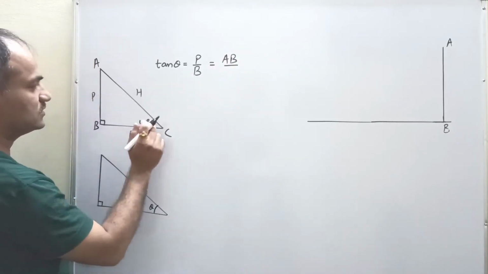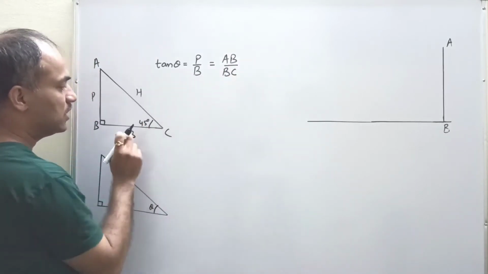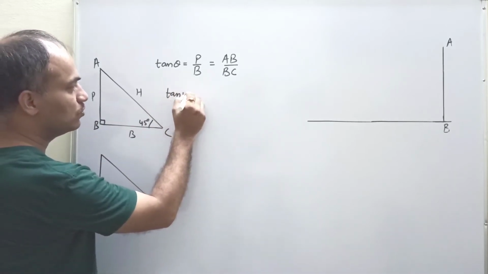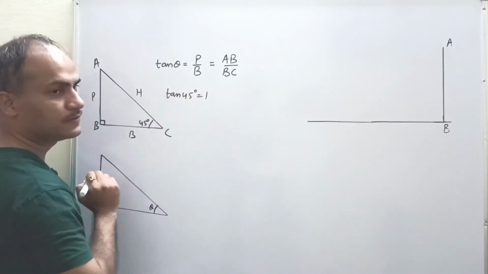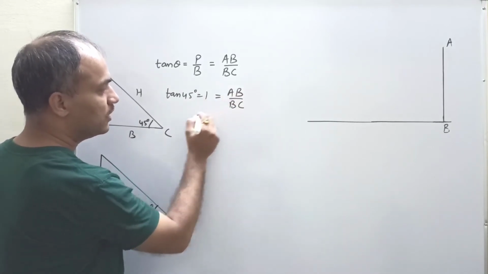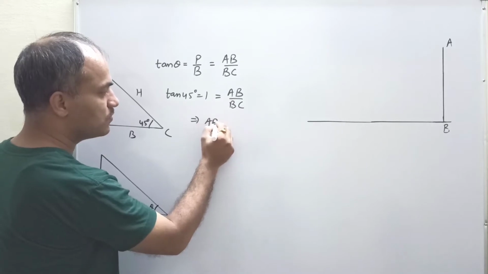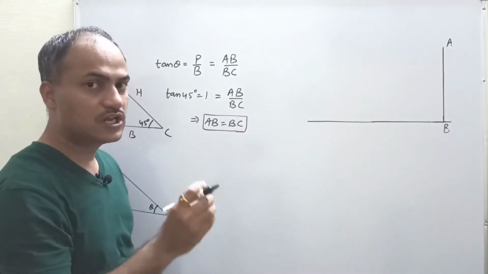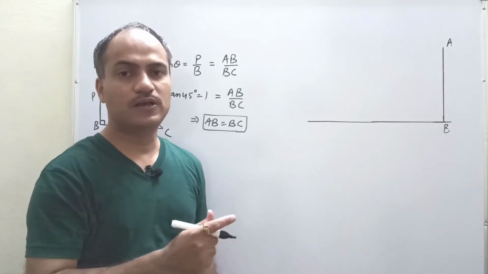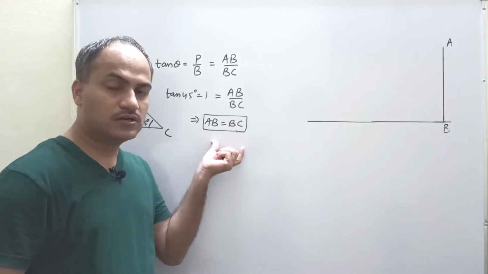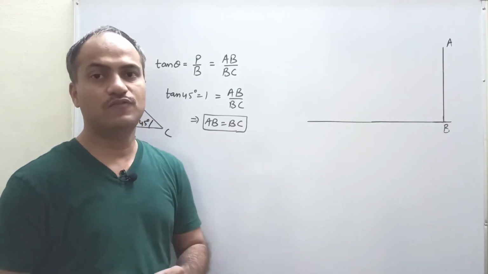So here perpendicular is AB upon base BC. Okay, now if we keep the angle 45 degree, then tan 45 we know this is equal to 1. It means this AB upon BC will be equal to 1, and hence AB will be equal to BC. Okay, and this is the concept which will lead you to the answer very quickly. Still there are few tricks which you have to apply. You need to see the complete solution, then only you will understand.